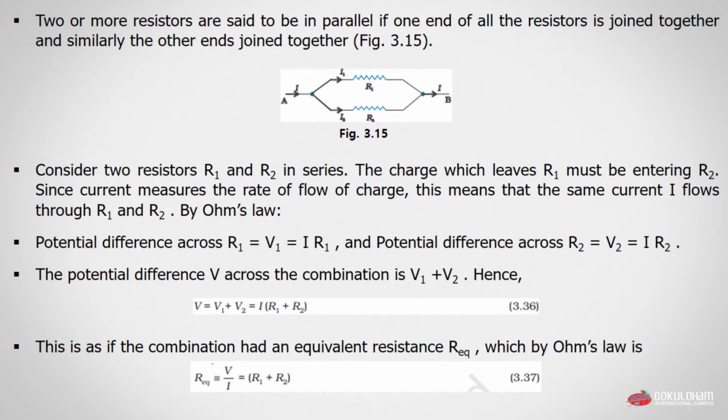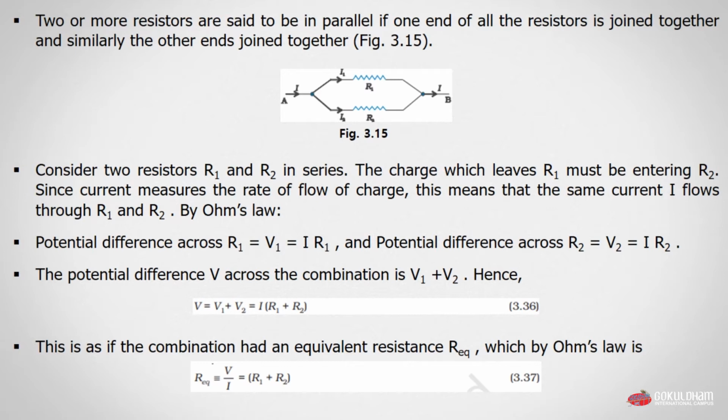Means the same current is flowing in both resistors, and by Ohm's law the potential difference across R1 is V1 equals IR1, and the potential difference across R2 is V2 equals IR2. As according to Ohm's law we have the formula V equals IR, the potential difference across each resistor is IR1 for resistor R1 and IR2 for resistor R2, and the potential difference V across the combination is V1 plus V2. Means if we take the combination of these two resistors, then we get V equals V1 plus V2 equals I into R1 plus R2. Means as we have from potential difference the formula V equals IR.